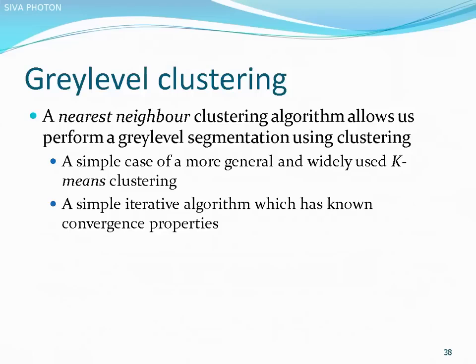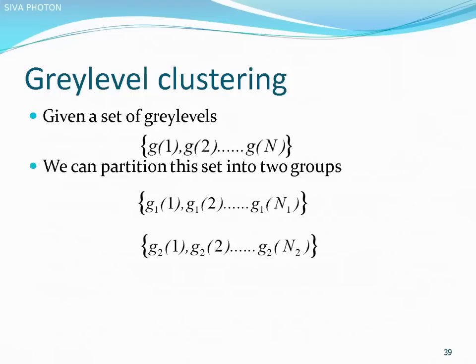And the most popular clustering algorithm is K-means clustering. It is a simple iterative algorithm. Here you can see the given set of gray levels, which is indicated as G1, G2 to Gn. And we are partitioning this into G1 and G2. So G1 of 1, G1 of 2, and it goes on till G1 of n1. Next, G2 of 1, G2 of 2, going to G2 of n2.